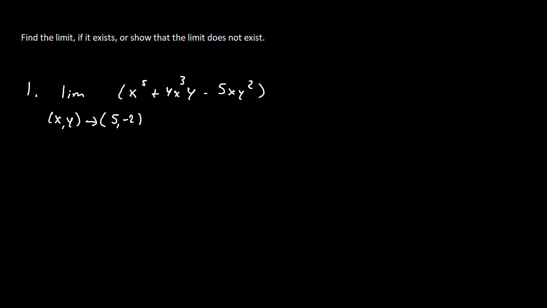So for these problems, let's find the limit if it exists or show that the limit does not exist. So for number 1, we have the limit of x to the 5th plus 4x cubed y minus 5xy squared as x and y approach 5 and negative 2.